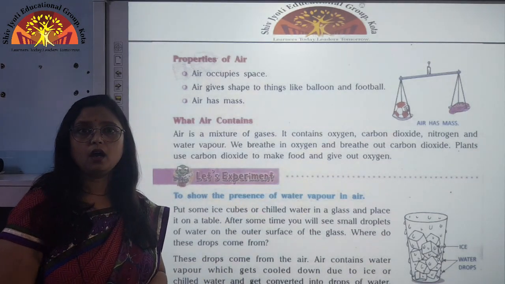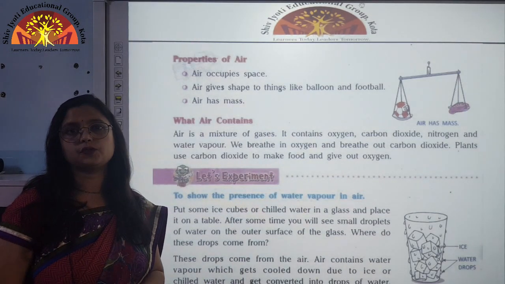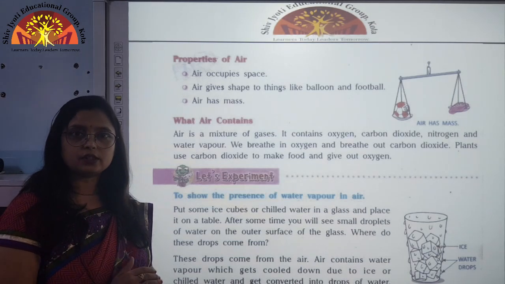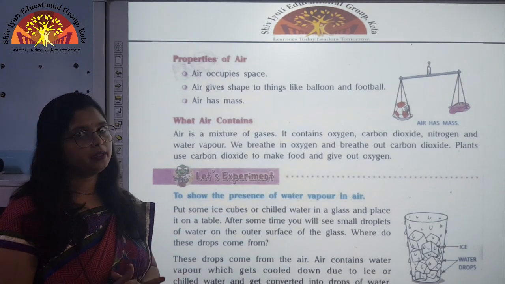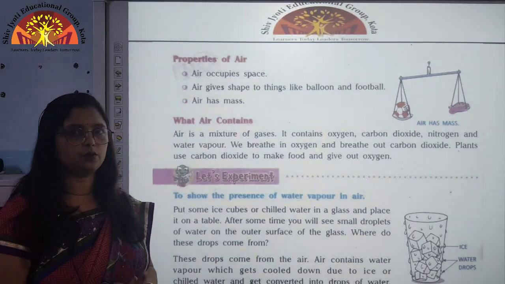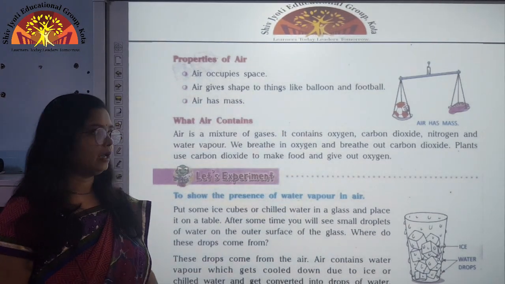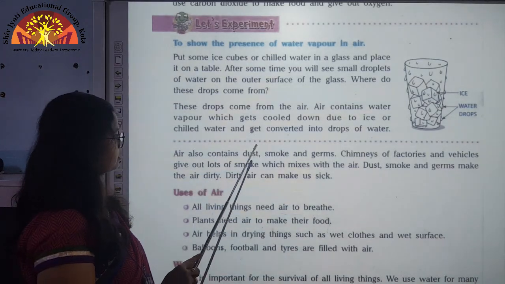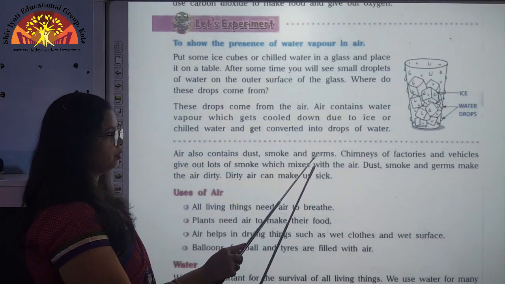So children, here water vapor is the gaseous form of water. You have studied about this in your previous chapters also. So water vapor is the gaseous form of water which is also present in the air. Some more things which air contains are dust, smoke and germs.